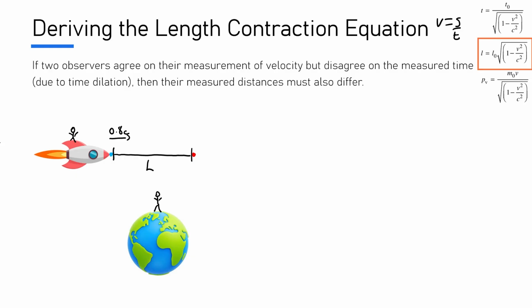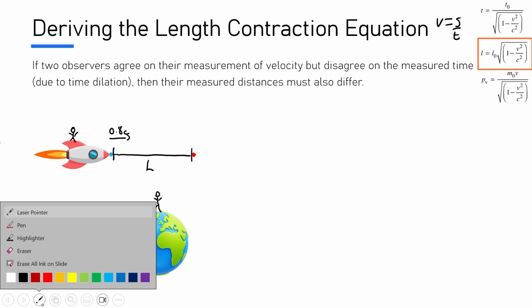Let's try and derive the length contraction equation using our rocket scenario that we just worked with. If we have two observers and they agree on their measurement of velocity, that's because the speed of light is constant as based on Maxwell's work, but they disagree on the measured time because of time dilation, then their measured results for distance must also be different. What that means is that the person on the rocket and the person on Earth measure the distance between the blue and red marker differently.